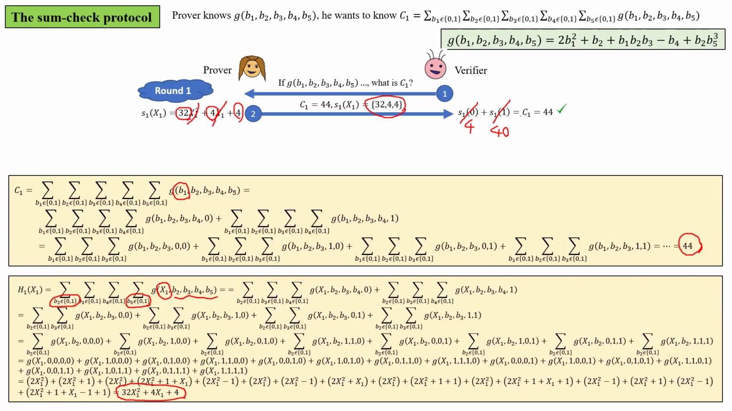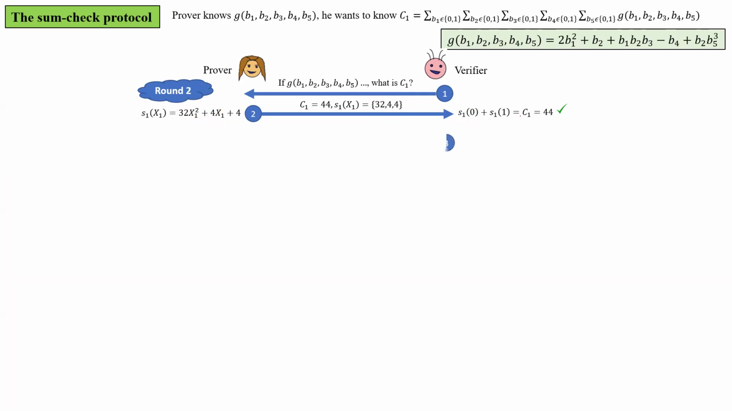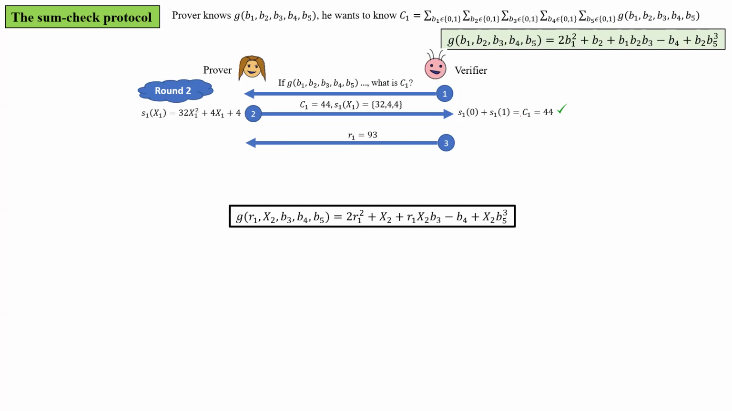In the second round, the verifier chooses a random value for R1, which is 93 here, and sends it to the prover. The prover forms the function g(r1, x2, b3, b4, b5) by replacing b1 with r1 and b2 with x2.